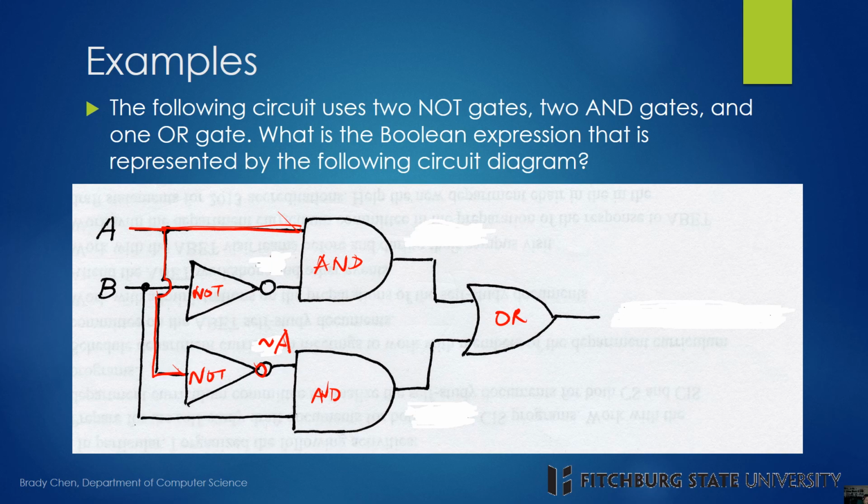Same thing for the input B. The output of the NOT gate should be tilde B. With this, you can figure out the output for the first AND gate, because one input for the AND gate is A, the other input is tilde B. So we have A and tilde B. For the other AND gate, one input is tilde A, the other input is B. So with the AND gate, you're going to generate tilde A times B.